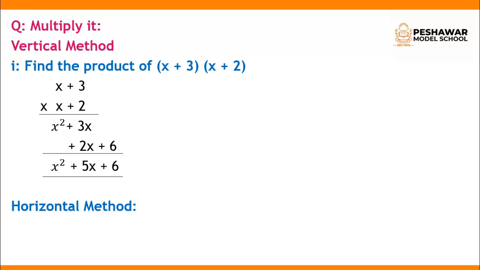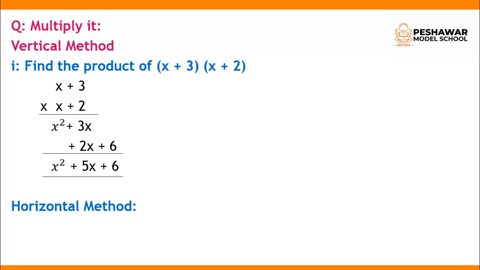So with the distributive property of multiplication, we can easily multiply it. x multiplied by x: when the bases are the same, powers are added, so x square. Now we multiply x with 3, so x multiplied by 3 means 3x, and the coefficient of x is 1. Now come to the second term, which is plus 2. Plus 2 multiplied by x is plus 2x. We put 2x in order of the like terms. Then plus 2 multiplied by 3 gives 6.